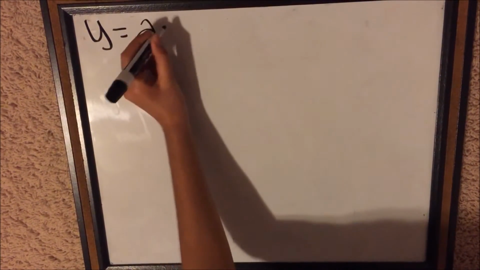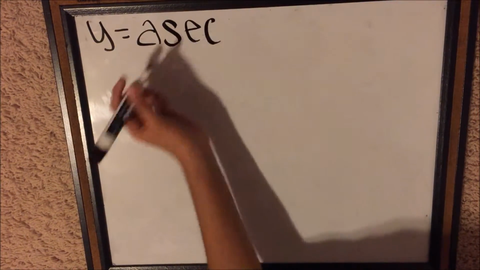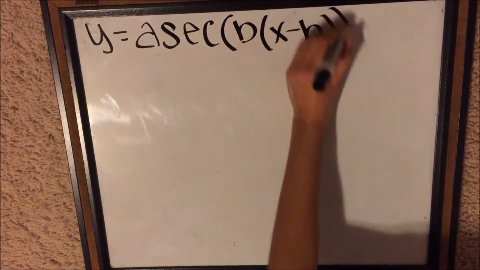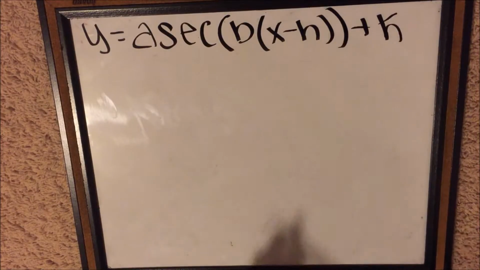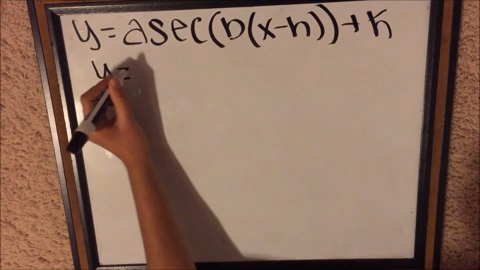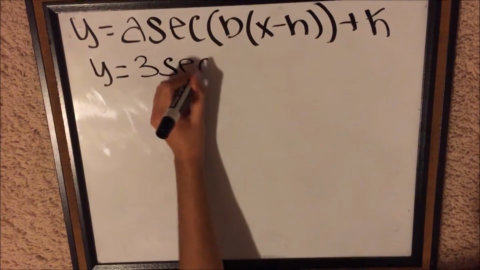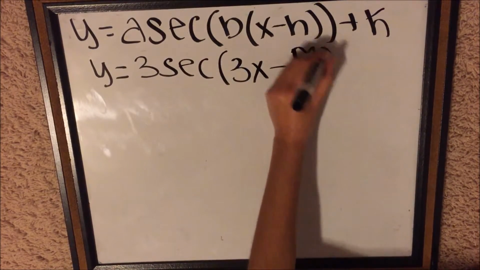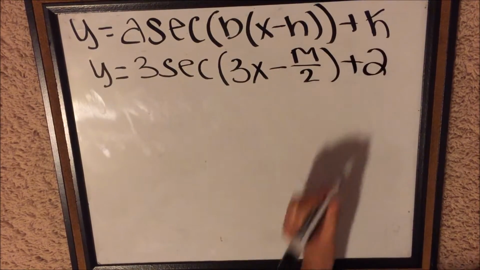Okay, so our first step, as for any graph, is to find our A, B, H, and K values. So the standard equation is y equals A secant B(x minus H) plus K. And the graph that we're going to do today is y equals 3 secant (3x minus pi over 2) plus 2.